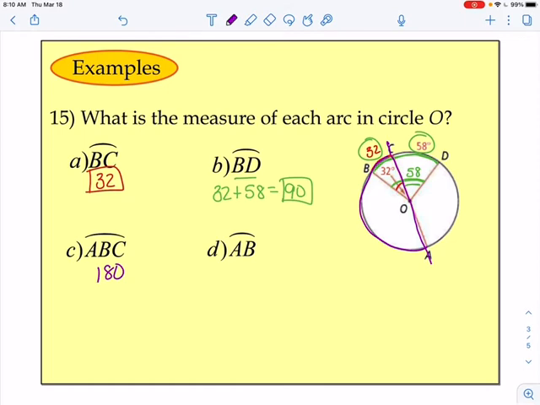Okay, and then the last thing that we need to find for this slide is AB. So AB is here. So we just talked about the fact that ABC is 180. And now I also know that this piece is 32. So if I take that 180 and get rid of the 32, I'll have 148 left for the rest of that arc. So arc AB is going to be 148.